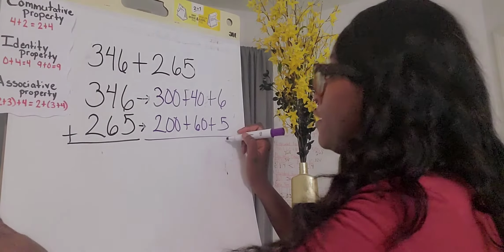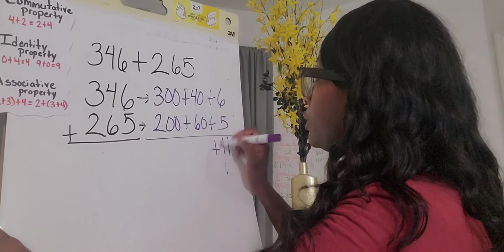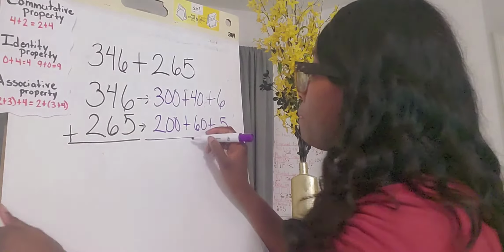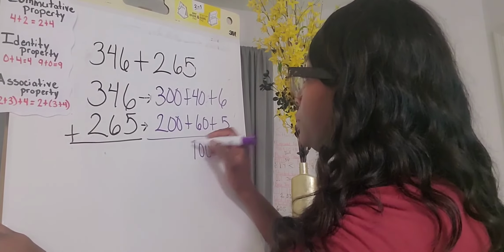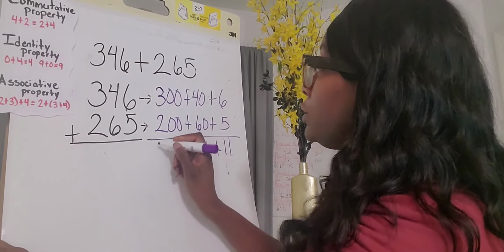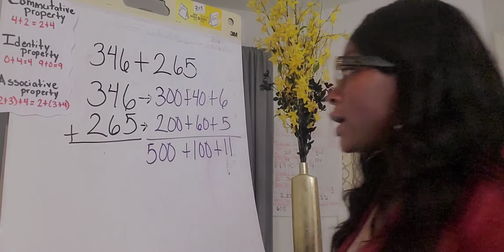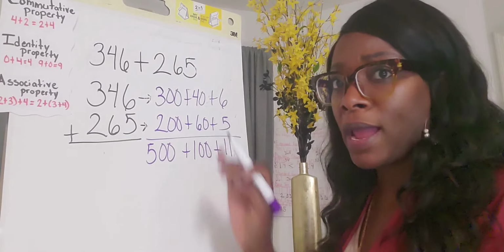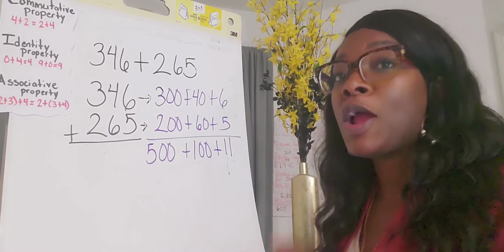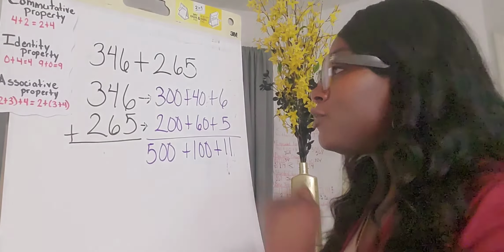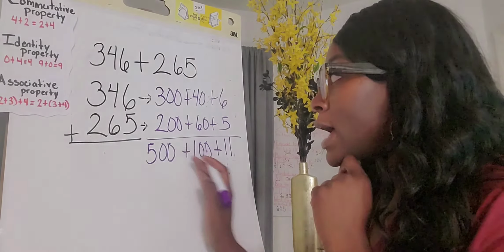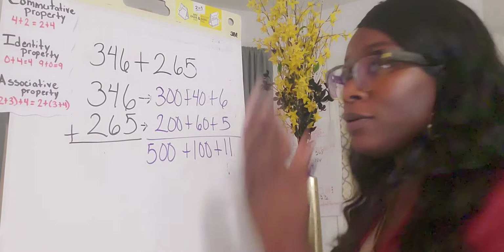So 6 plus 5, 11. 40 plus 60, 100. 300 plus 200, 500. Now, guess what I can do? Some people can do mental math and just add that up and they got the answer. And that's awesome. But if you can't, guess what? We can just line all these numbers up and add them vertically.